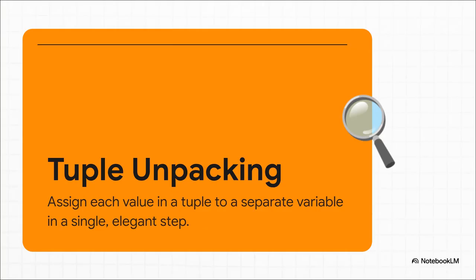Tuple unpacking is one of those amazing Python features that once you see it, you'll start seeing uses for it everywhere. The concept is actually really simple. You take a sequence of items, like a tuple, and you assign each of those items to its own variable, all in one clean, single line of code.